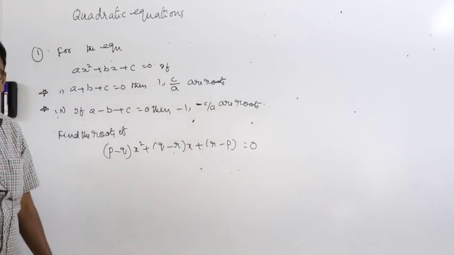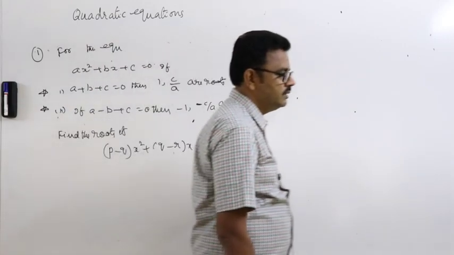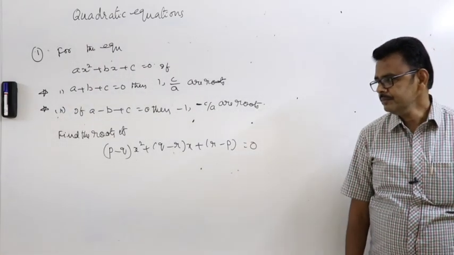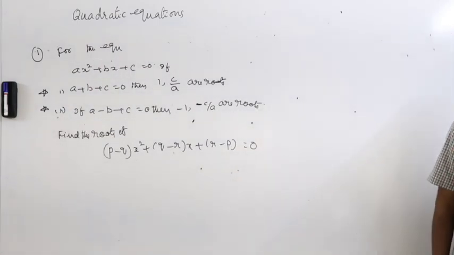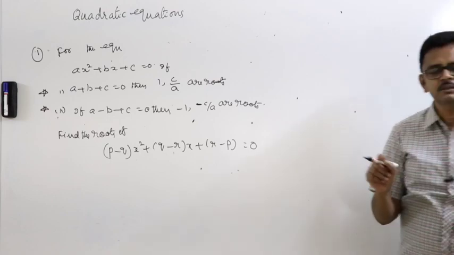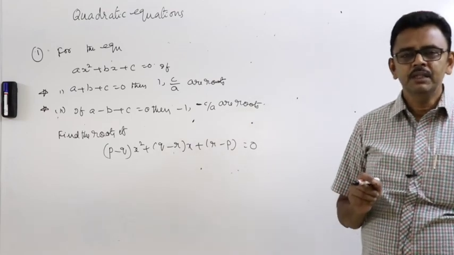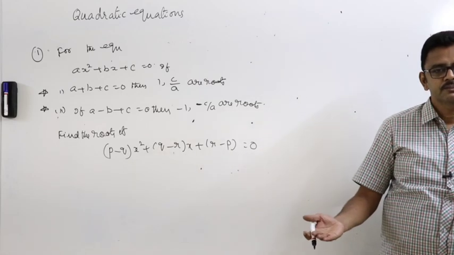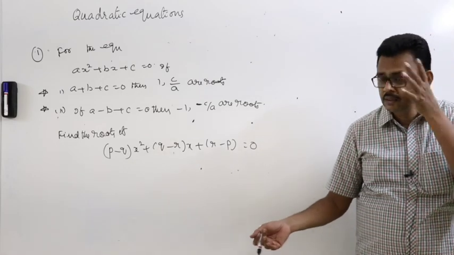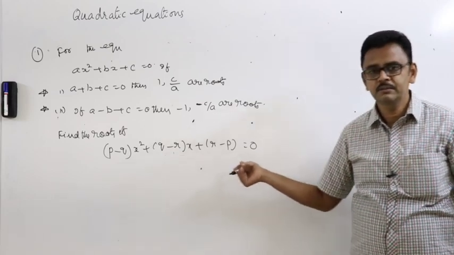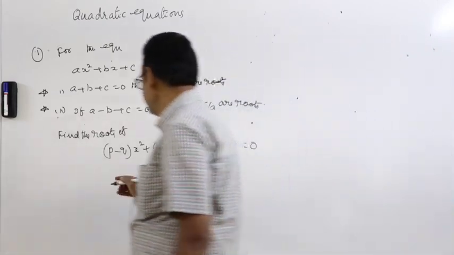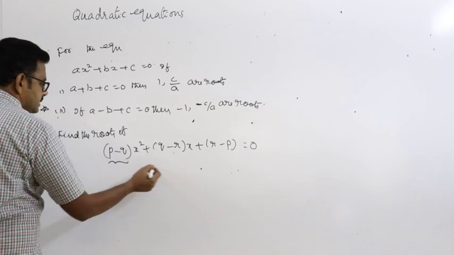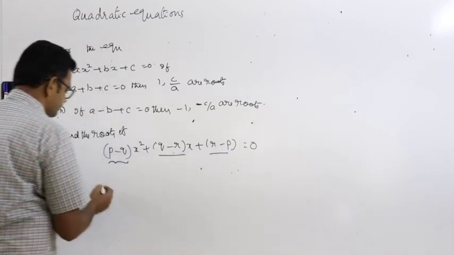Or you can use the formula. What is that formula? x equal to minus b plus or minus root of b square minus 4ac by 2a. Using that formula, you get the roots. But in both the cases, it is a little bit lengthy. You check: this is a, this is b, this is c.